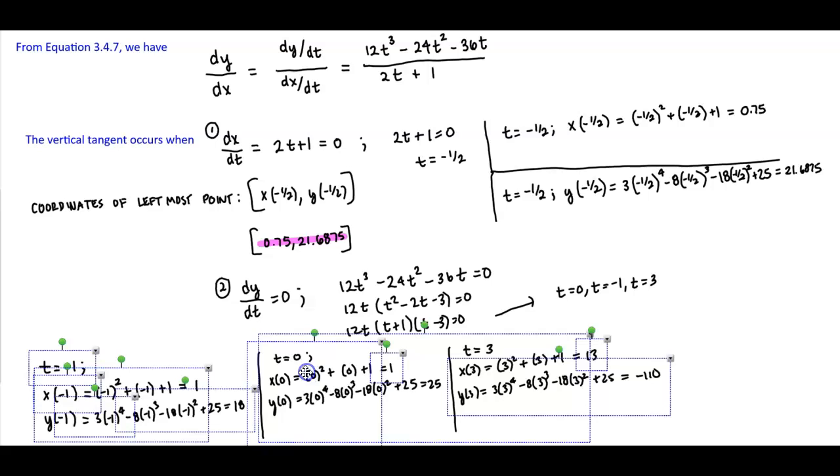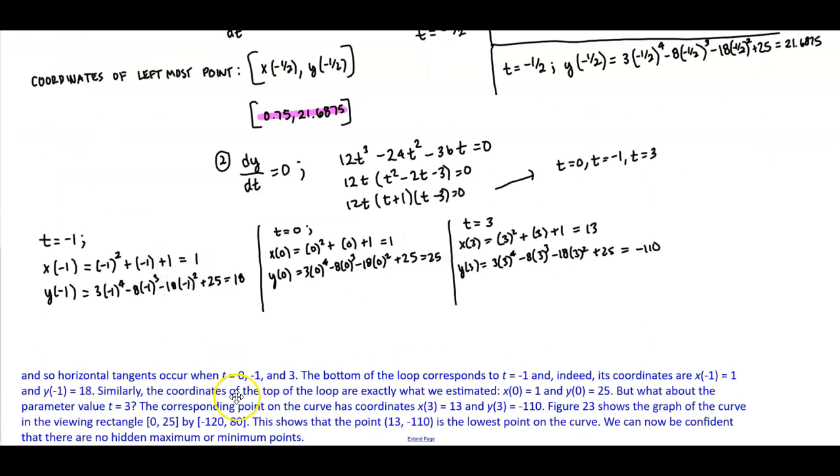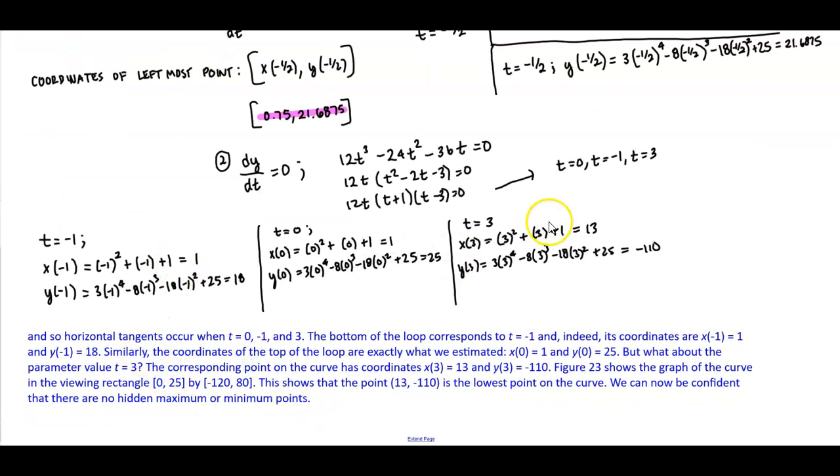When we plugged in t equal to negative 1, x of negative 1 gave us 1, y of negative 1 gave us 18. When t was equal to 0, x of 0 was equal to 1, y of 0 was equal to 25. When t was equal to 3, x of 3 was equal to 13, and y of 3 was equal to negative 110. So we determined that the horizontal tangents occur when t is equal to 0, negative 1, and 3, and the bottom of the loop corresponds to when t is equal to negative 1. And indeed, its coordinates are 1 and 18.